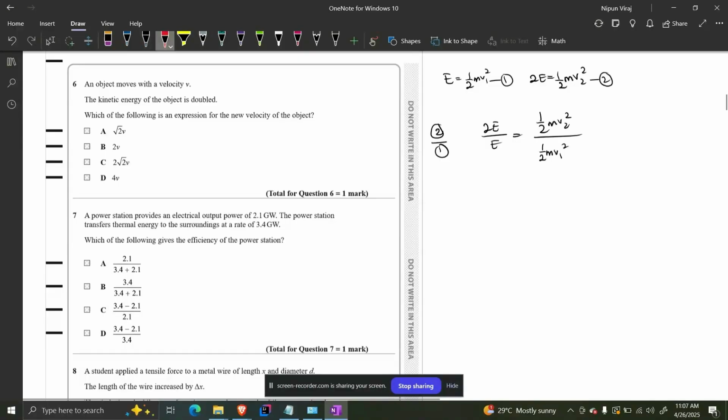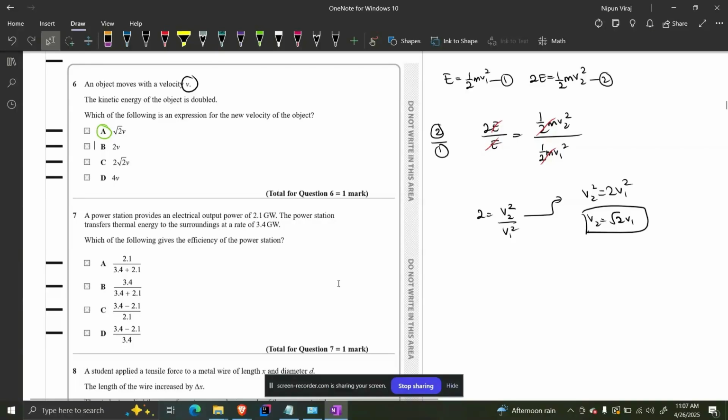Okay, so we can cut this half m half m, then we get 2 is equal to v2 squared over v1 squared. This says v2 squared is equal to 2 v1 squared. So v2 is equal to root 2 v1. Okay. So v1 means this velocity which we considered. Okay. So the answer should be A. I think it's clear. This one.